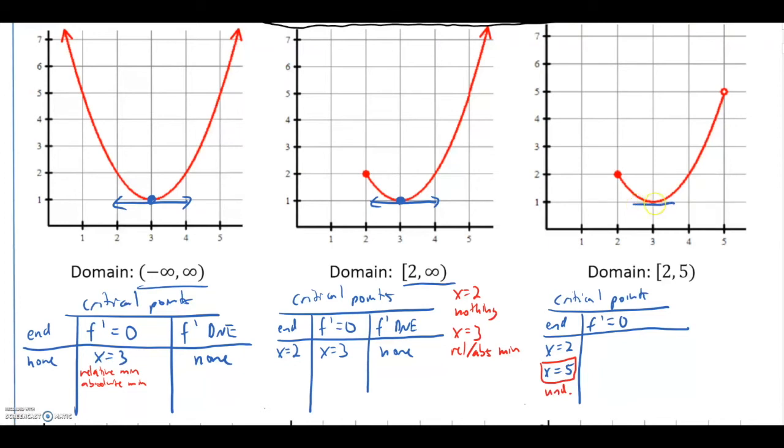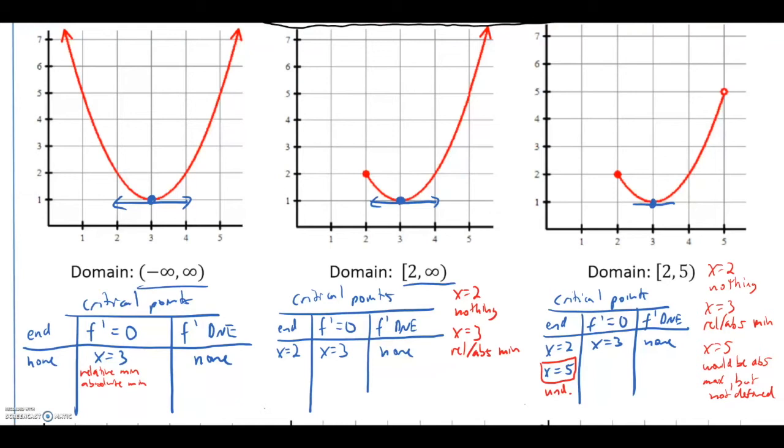Where the derivative equals 0, once again at x equals 3, and where the derivative does not exist, we have none of those. Breaking down our various points, x equals 2, well, that's nothing, not higher or lower. X equals 3, once again, going to be a relative or absolute minimum. And when we look at x equals 5, what we're going to note is it would be the absolute max of the function, but it's not defined, which means x equals 5 would actually be nothing, and we wouldn't have an absolute max for this function.